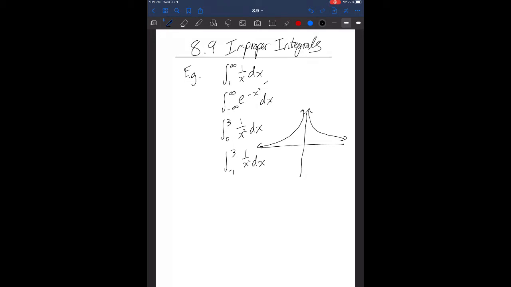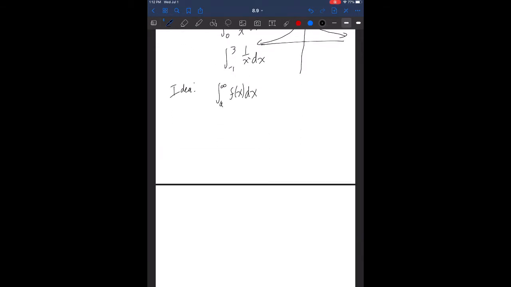Okay. So the big idea with dealing with these types of integrals is to replace the infinities or the negative infinities with variables and then deal with limits instead. So the idea for just the most basic case where we have the integral from a to infinity of f of x dx, what we're going to do is we are going to replace this infinity by a variable b. So we have the integral from a to b, and then we will take a limit as b goes to infinity of f of x dx.